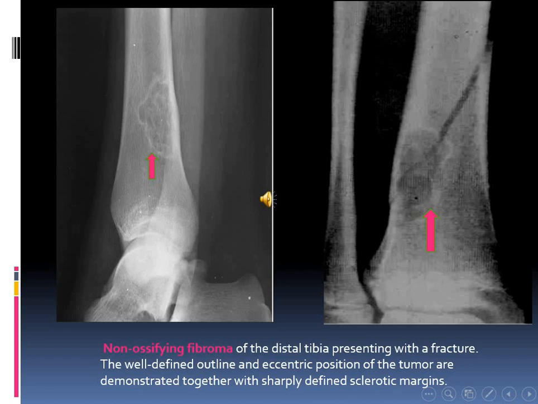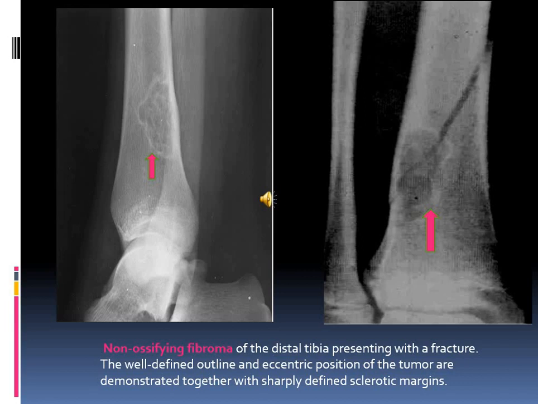Another common fibrous benign tumor, we call it non-ossifying fibroma. You can see the image on the left side describing a benign tumor in the lower tibia. Osteolytic, well-defined, sclerotic margin bone lesion seen in the lower tibia. We call it non-ossifying fibroma. It is susceptible to fracture.